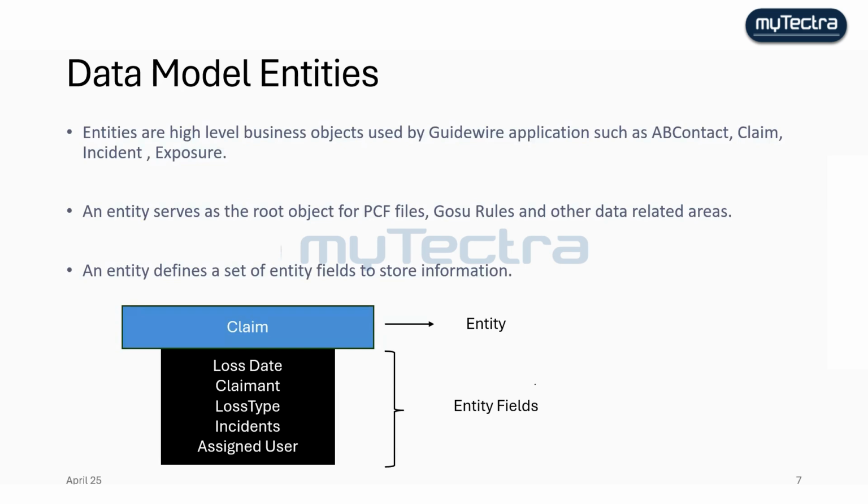For claimant? Claimant, I think his first name and last name. No. Okay, I think it will be the reference. Okay, it will be the reference to the contact object. Correct. So it will be the contact ID.